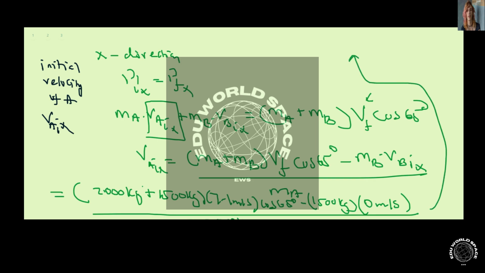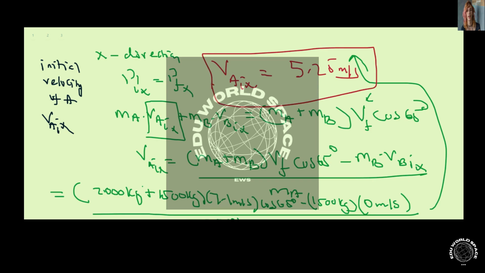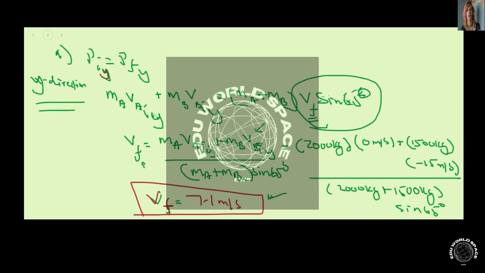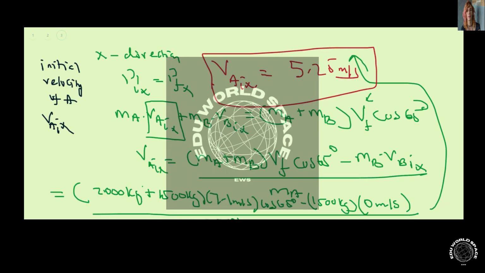When you simplify that problem, you end up getting that velocity to be 5.25 meters per second. So this is the velocity of A in the x direction, 5.25 meters per second, initial velocity of A in the x direction. Hope you enjoyed the problem. We had to find the v final velocity when they meet in the intersection and collide, and that's the number we had. And then we also had to find the initial velocity of A just before the collision.